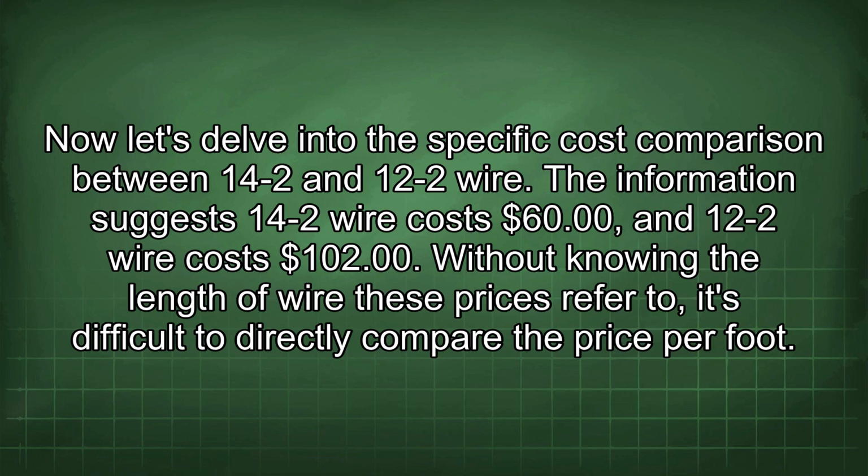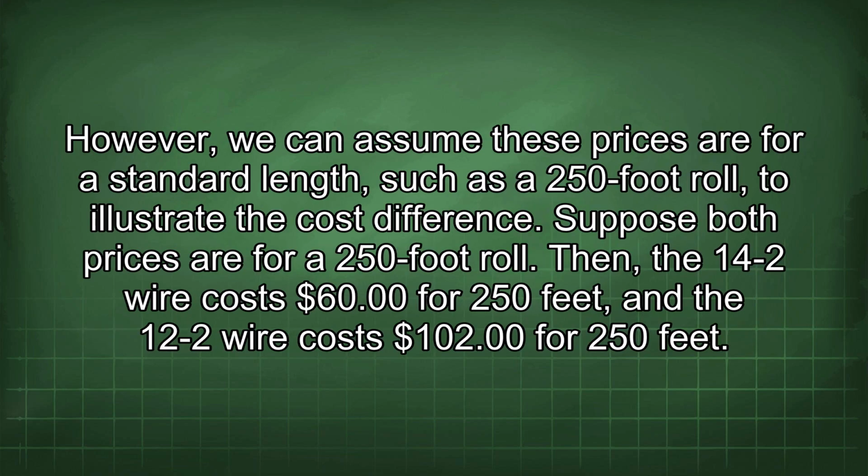The information suggests 14-2 wire costs $60 and 12-2 wire costs $102. Without knowing the length of wire these prices refer to, it's difficult to directly compare the price per foot. However, we can assume these prices are for a standard length, such as a 250-foot roll, to illustrate the cost difference. Suppose both prices are for a 250-foot roll. Then the 14-2 wire costs $60 for 250 feet, and the 12-2 wire costs $102 for 250 feet.